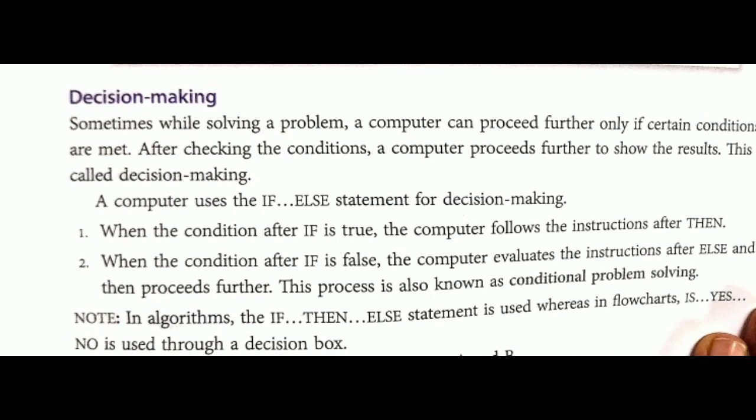So decision making means while we are solving a problem, a computer can proceed further only if certain conditions are met. For example, if A greater than B, it is a condition. And there are two cases for this condition. The first case is the condition can be true. The second case is the condition can be false. After checking this condition, a computer will proceed further to show the result. This is known as decision making. And a computer uses the if-else statement for decision making.